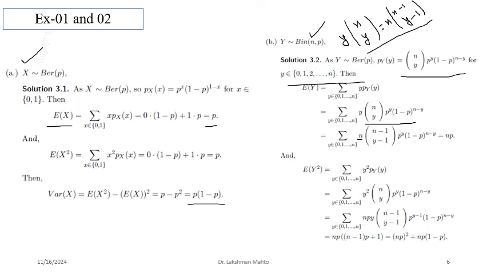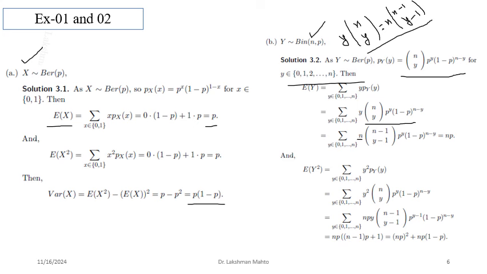So here, what is n? This n is independent of y. We can take it out of the summation. And inside the summation, we have n minus 1 choose y minus 1, p to the power y, 1 minus p to the power n minus y. And here, smartly, we will take one p out. Then the remaining we will have p to the power y minus 1, and n minus y we can write as n minus 1 minus the bracket y minus 1. Easily we can keep it in that format.